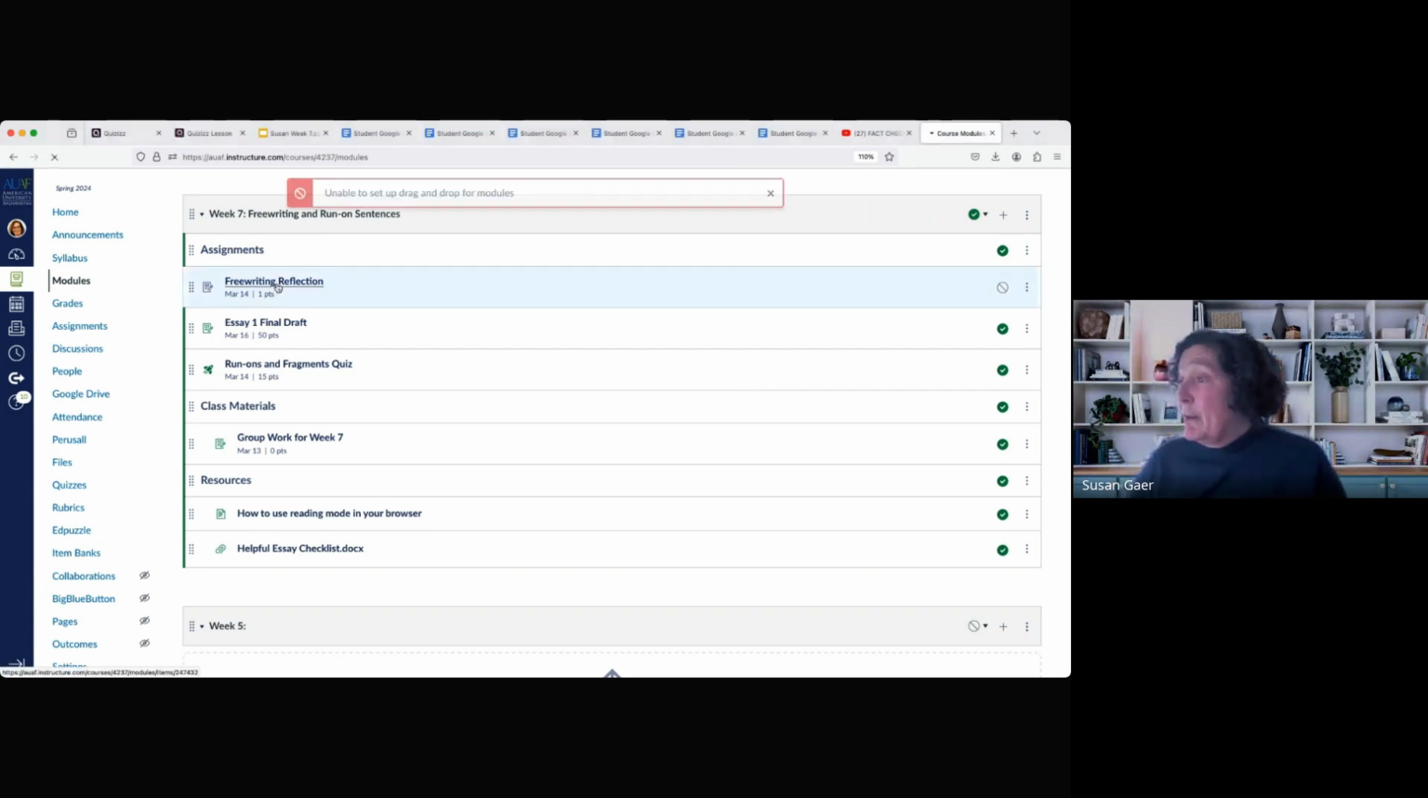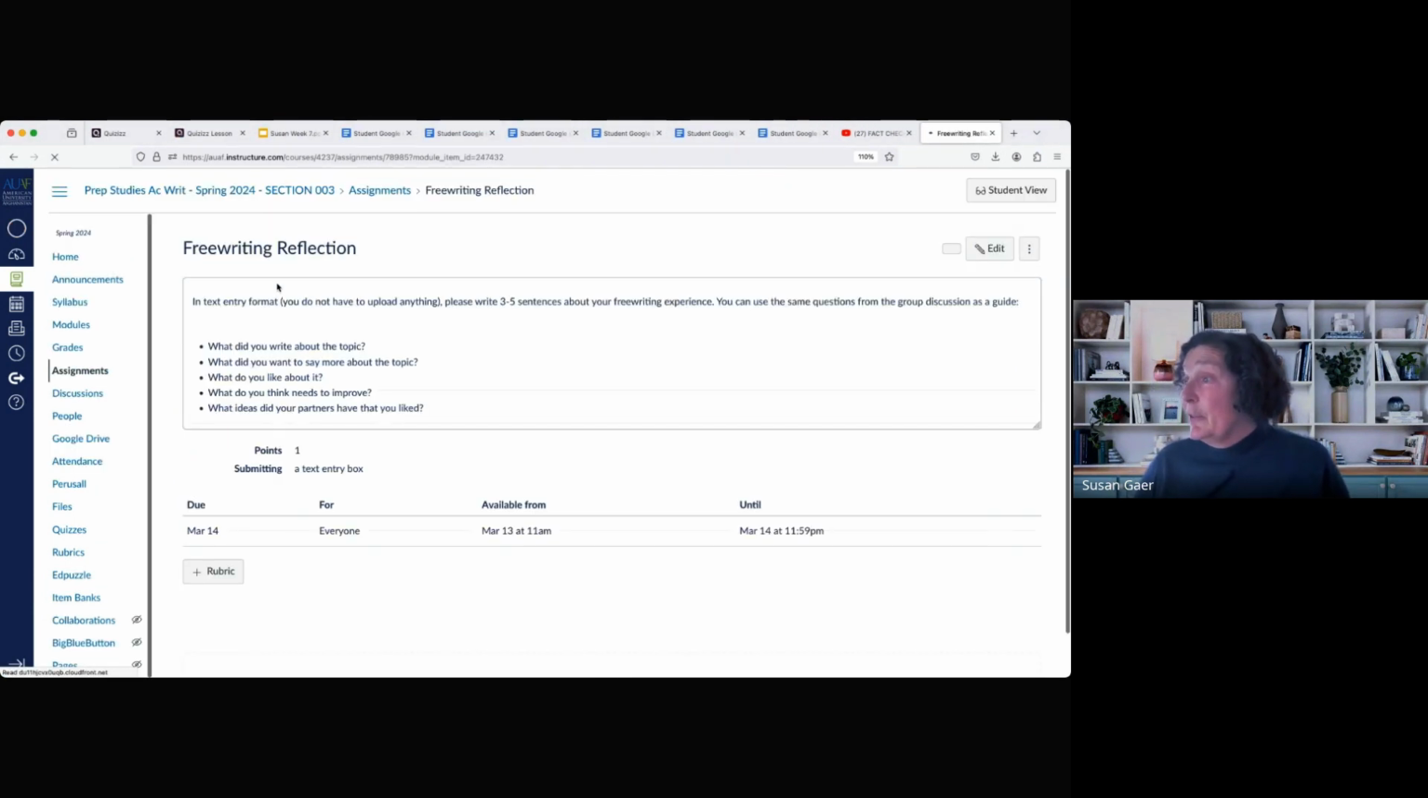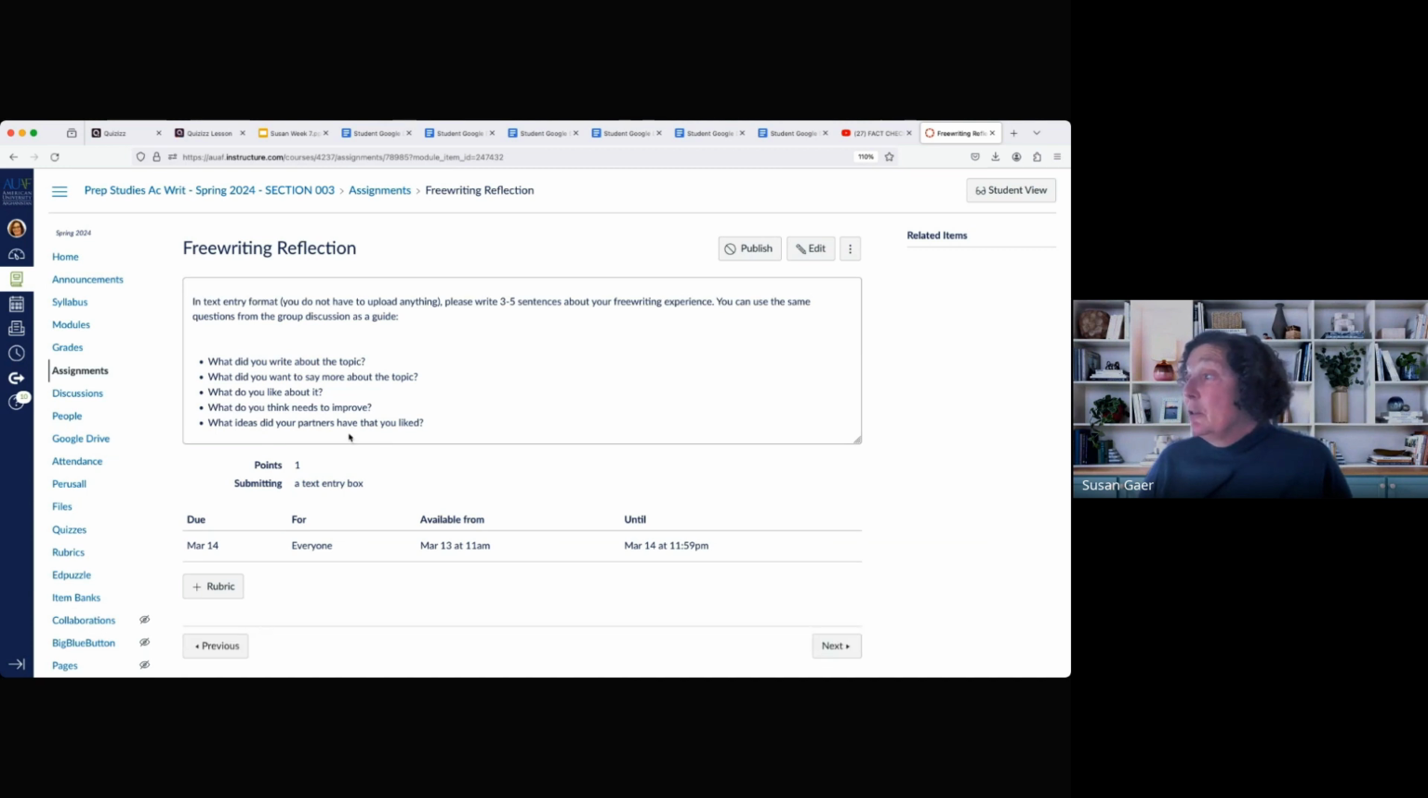So this free writing reflection is exactly what you discussed in your groups. You're going to write some sentences about what you wrote about, what you like about it, what you think you would like to improve, and if you got any ideas from your partner. Everybody who does this will get full credit. So please just do the best you can. We're going to just keep writing a lot.